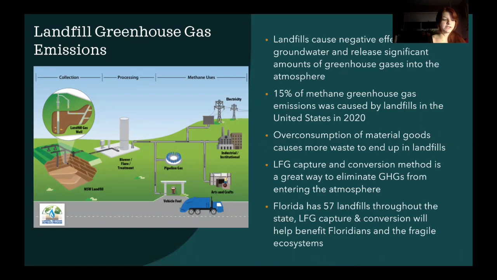In 2018, the average individual in the United States generated 4.9 pounds of municipal solid waste per person every day. And the total generation of municipal solid waste was 292.4 million tons. About 69 million tons were recycled and 25 million tons were composted, leaving 146 million tons to be disposed of in landfills.